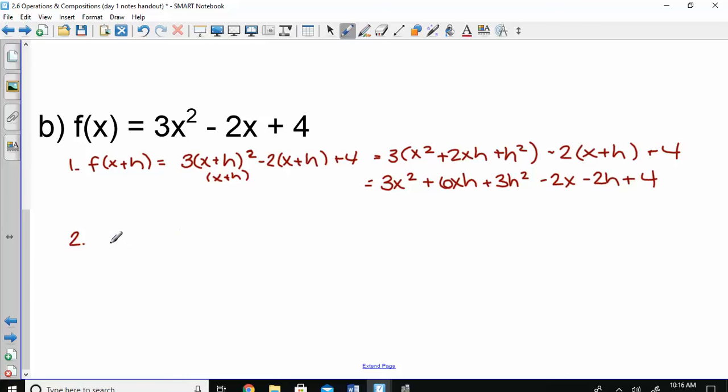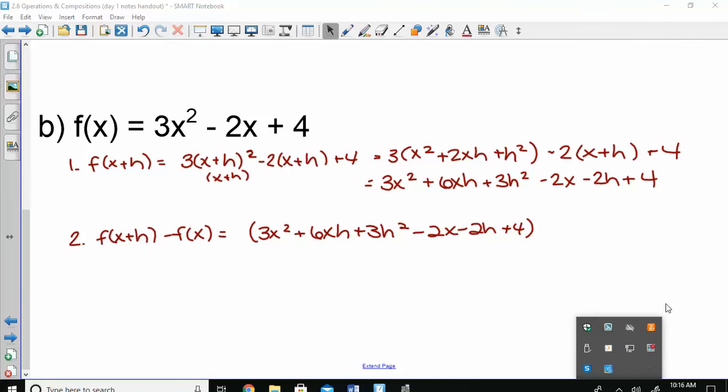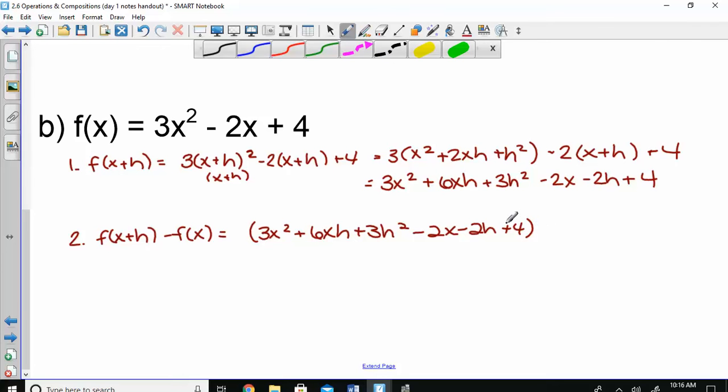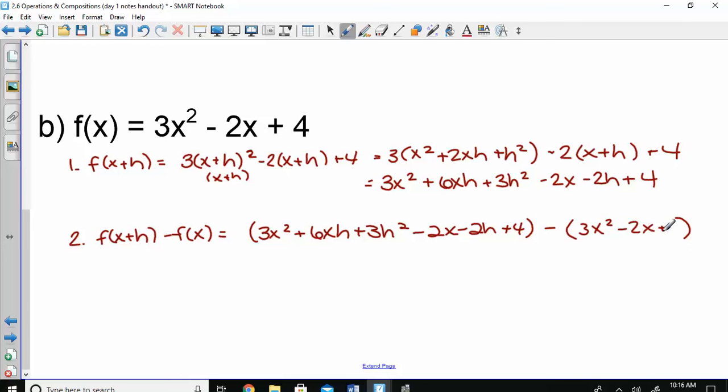From here on out, it's going to get prettier on every step. The second thing I told you you had to do was f of x plus h minus f of x. F of x plus h is what we just worked out, and we got this thing here. Minus, what is f of x? The thing we started with.